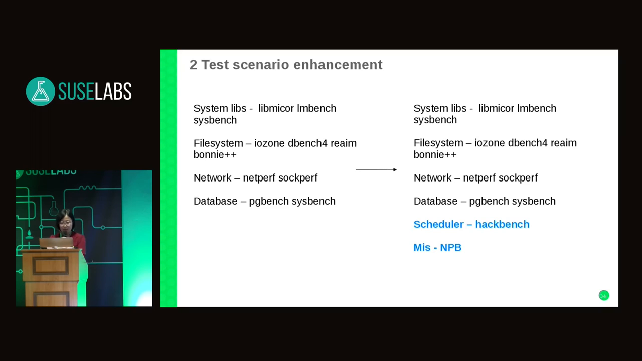So next is the test scenario enhancement. Here we can see in our system, we already have CPU, file system, network and database. And after enhancement, we added the scheduler benchmark hackbench and NPB benchmarks.